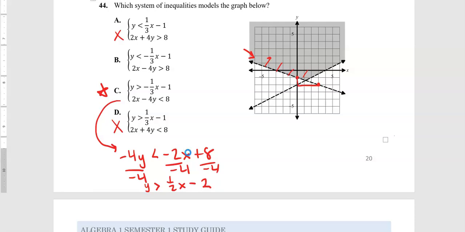So this will be the new equation for this other line. And so you can double check it. Its y-intercept is at negative 2. That's correct. Its slope is up 1/2. That is also correct. So let me do it in a different color so you can see. So y-intercept, up 1/2, that's correct. And it is being shaded above the line. So yes, C is my correct answer.